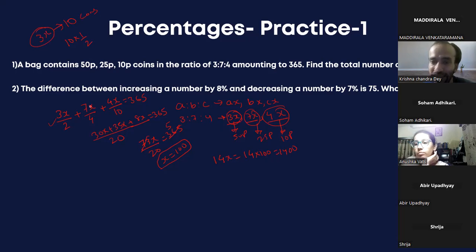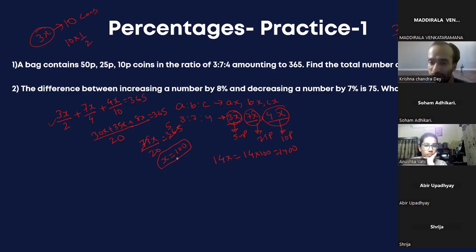Same thing. These are 25 paisa coins. What is the value? Each 25 paisa coin is 25 by 100, that is 1 by 4 rupee, right? Yes, sir. So I multiply 7x with 1 by 4. Similarly, 10 paisa coins, 4x into 1 by 10. And then this is just calculation.